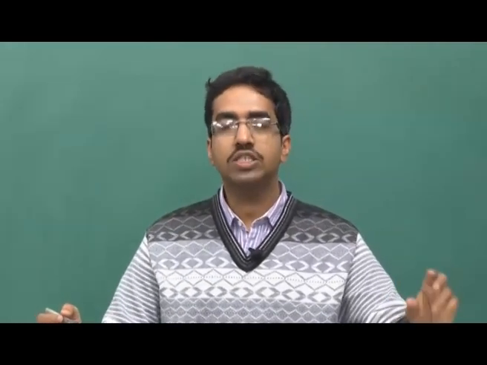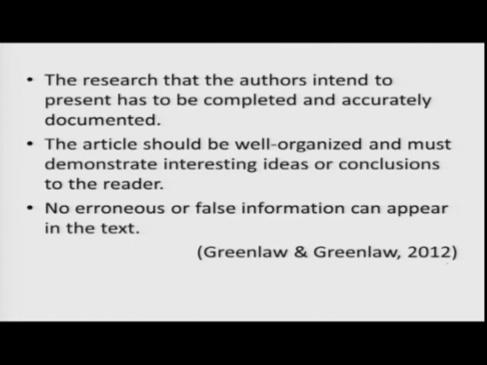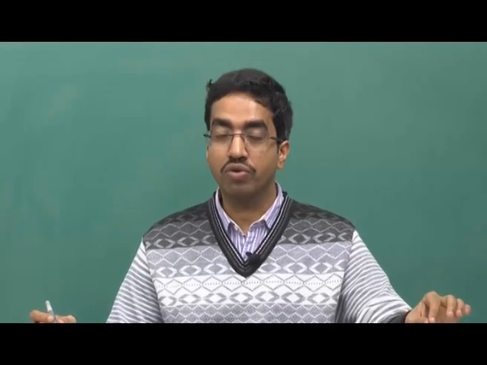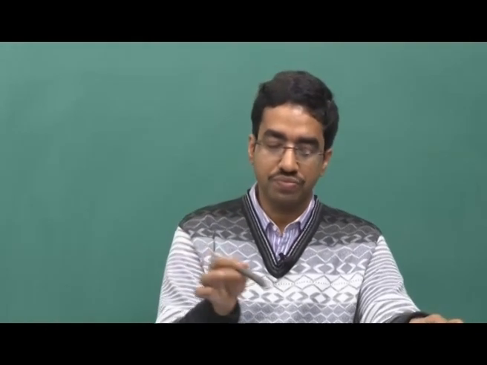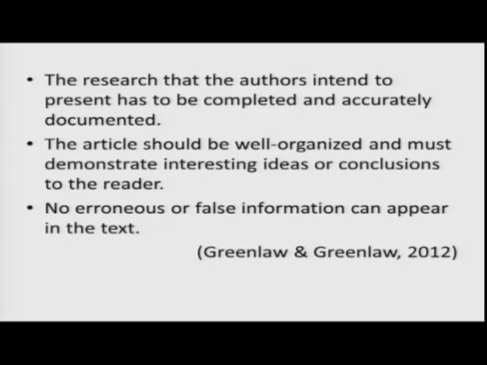So, what are the specific things you need to keep in mind? According to Green Law 2012, the research that the authors intend to present in a research paper has to be complete and accurately documented. You cannot miss out on any crucial detail, like how many people you started with, for example, then some people dropped out. So, finally, how many people did you work with? All these details you need to document very carefully. Then, the article should be well organized and must demonstrate interesting ideas or conclusions to the reader.